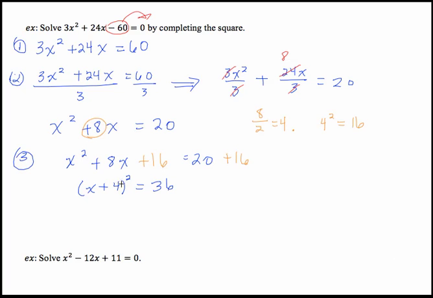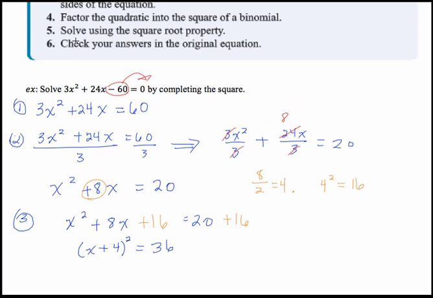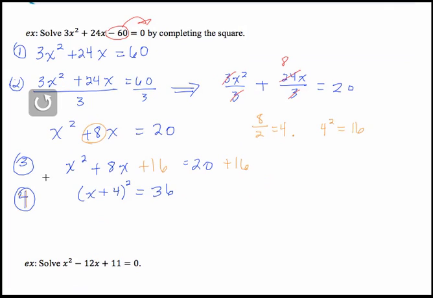That was step 4 right there, factoring. Oops. Step 4, we factored it into a perfect square. Step 5, solve using the square root property. So now I can take the square root of both sides. So I'm going to copy what I've got, x plus 4 all squared equals 36, and then take the square root of both sides.